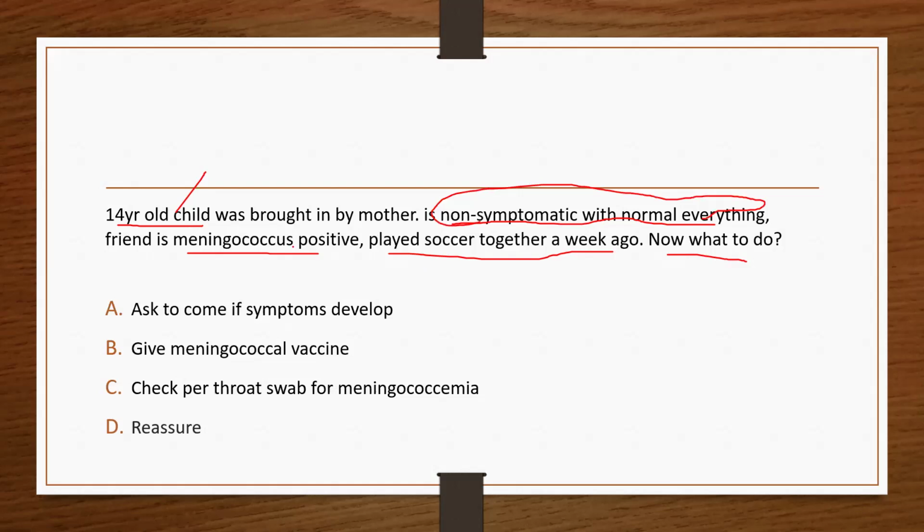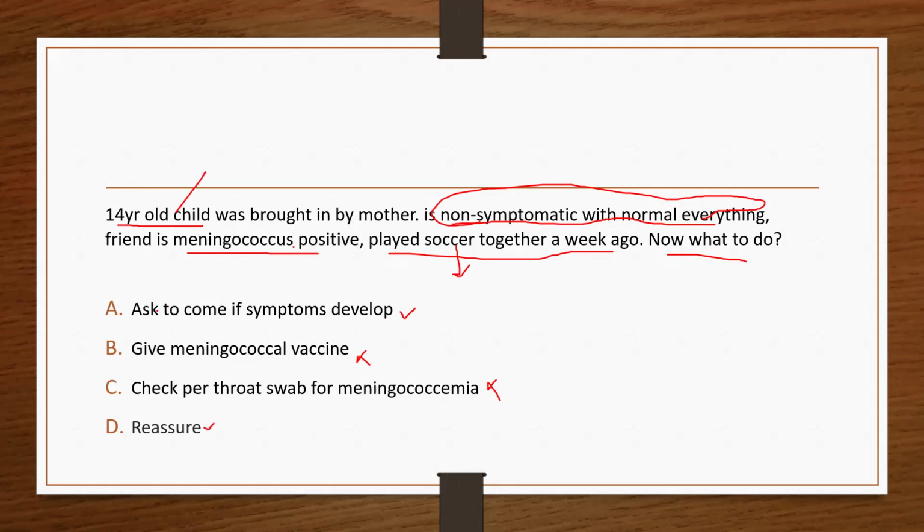Meningococcus positive child, he played soccer. So what are you going to do? Asked to come if symptoms develop. Yes, that's a good thing that you're going to do. Give meningococcal vaccine? No, you are not going to give the meningococcal vaccine. Check for throat swabs? Sorry, no, you're not going to test him now. Now you have another option, reassure. Okay, so you have 2 options.